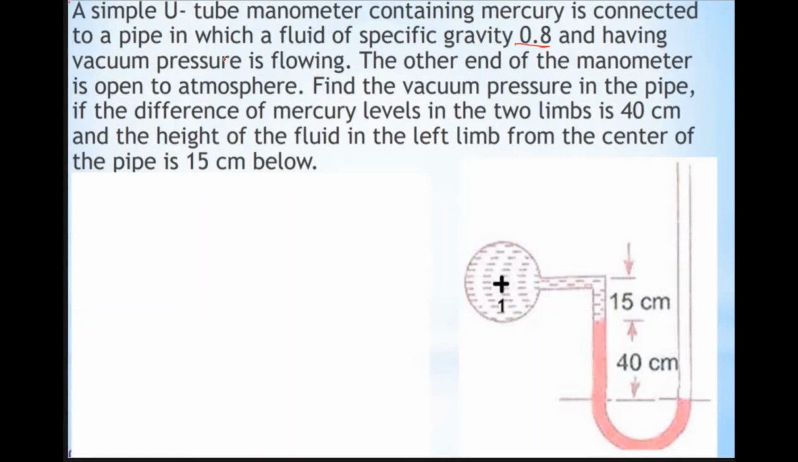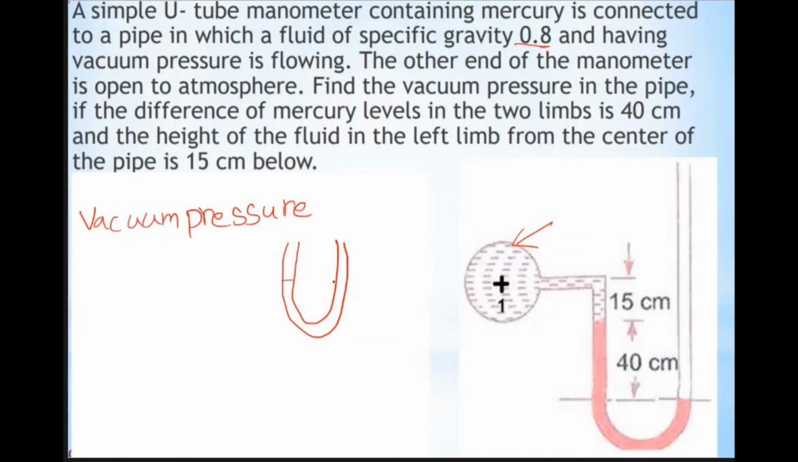So from the question we can understand that the pressure of the fluid flowing through this pipe is vacuum pressure. Vacuum pressure means the pressure of the fluid is less than atmospheric pressure. We know that generally in a U-tube manometer, if it is not connected to any pipe, the manometric level in the left limb as well as the right limb will be the same. So when it connects to a pipe, there will be a level difference in the left limb and the right limb. So here the U-tube manometer is connected to a pipe in which a fluid having vacuum pressure is flowing.